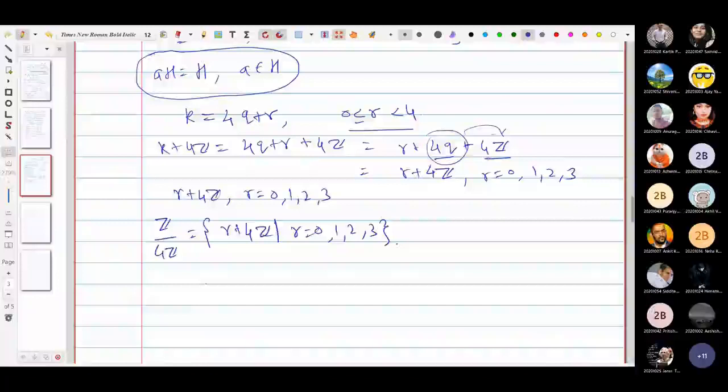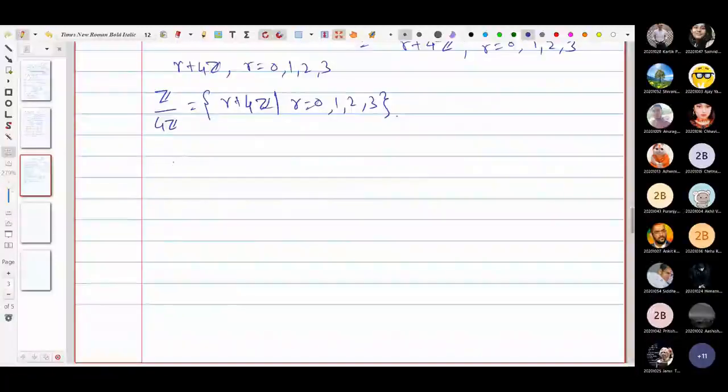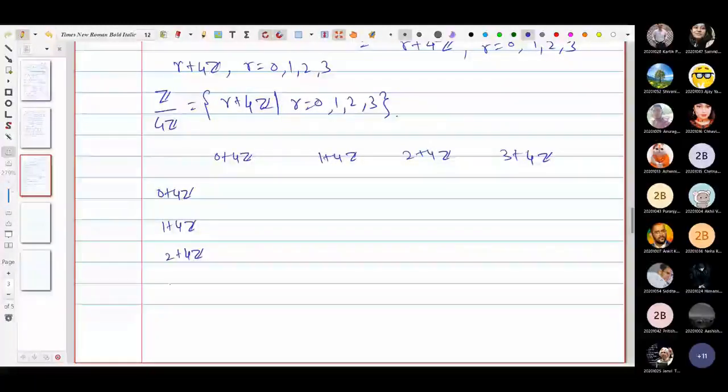So the question is how we can make a table, because this has to be a group, as we have just proved. So we can write down the first element 0 plus 4z, which is essentially 4z. Then 1 plus 4z is another element, then 2 plus 4z, and then 3 plus 4z. Here you can write 0 plus 4z, 1 plus 4z, 2 plus 4z, and 3 plus 4z. So you can add these.